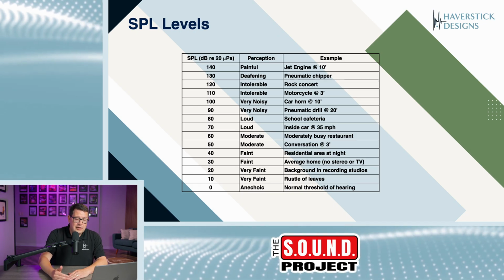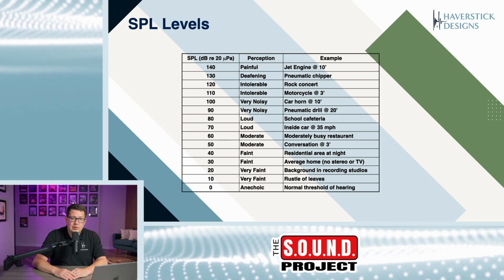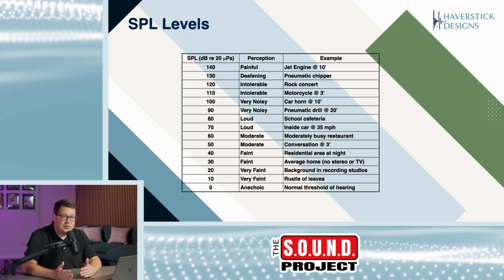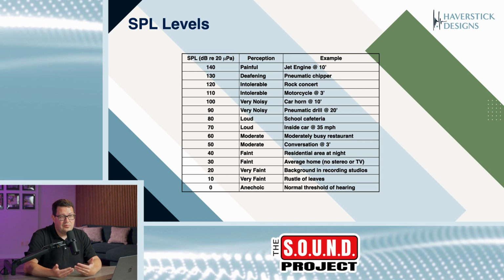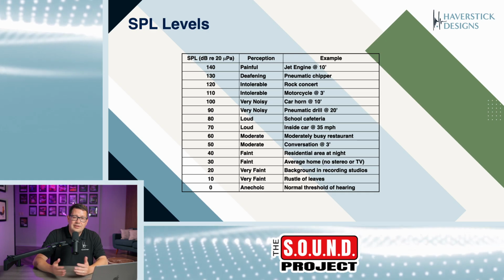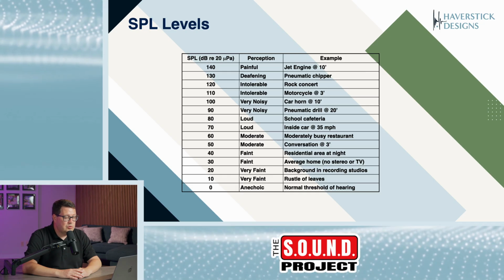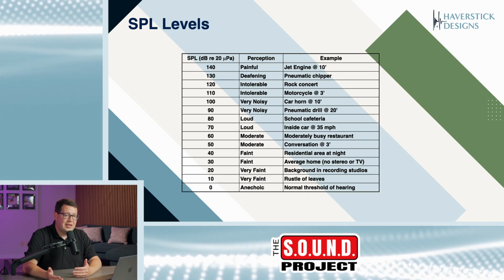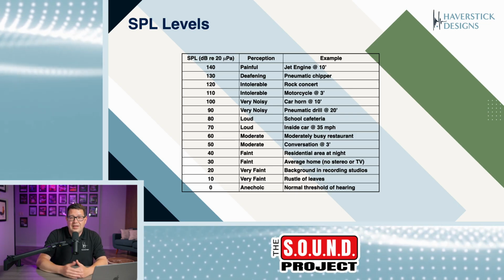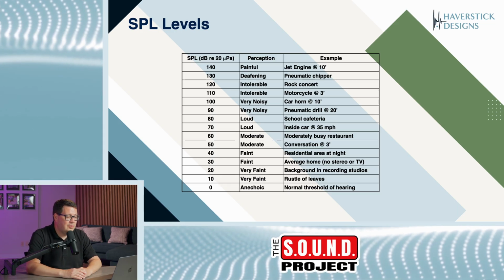Then as you move up this chart, I'll point out a few of these. 30 decibels is an average home with no stereo or TV on, so just HVAC noise and typical noise in a home is going to be around 30. At 50 decibels, that's considered moderate, and that's a conversation from 3 feet away, just people talking at normal levels. Go up to 70, that's inside a car at 35 miles an hour. That's something we're all kind of used to, so you can get an idea of what 70 decibels might sound like. You go up to 100 decibels, let's say a car horn from 10 feet away. It's important to know that the further away you are from a sound, the quieter it's going to be, so these examples often reference how far away from the sound source you are.